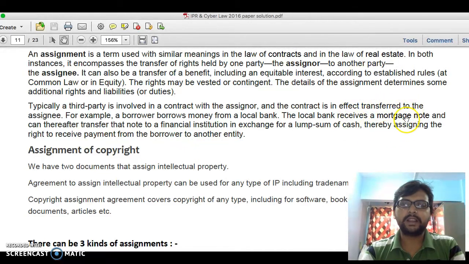Yes, against a loan, we basically provide some mortgage, and then only they can provide you some loan. So this is one example. You can just read this example.